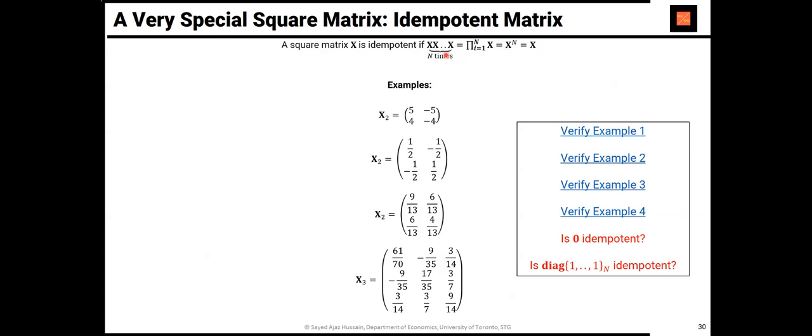If it turns out raising the matrix to the power n, i.e. multiplying that matrix n times, simply gives you back the original matrix x, that matrix x is called idempotent. So you should verify these examples.